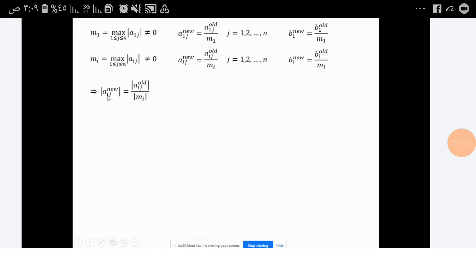Now we have aij new in absolute value is aij old in absolute value divided by mi, the absolute value of mi. So it is less than or equal to 1, because mi is the maximum of all of these in the row i.